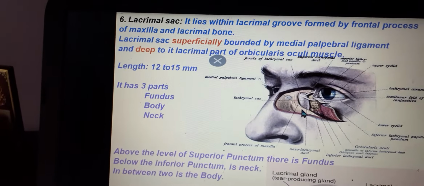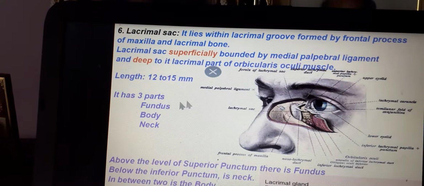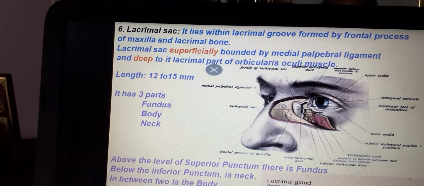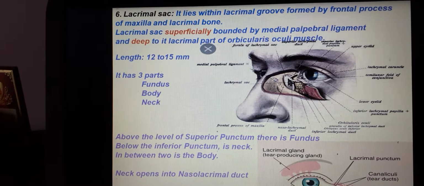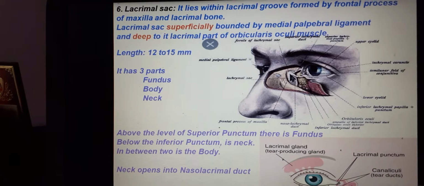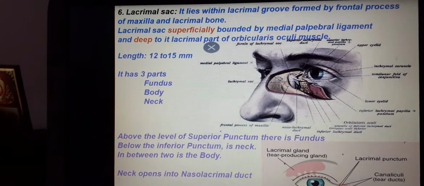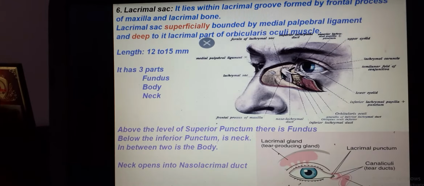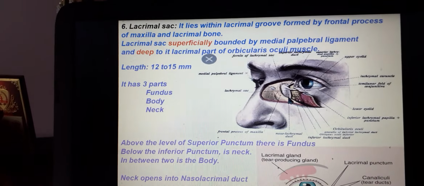The lacrimal sac has three parts: fundus, body and neck. Its whole length is 12 to 15 millimeter. Above the level of the superior punctum, only this much part is the fundus. Below the inferior punctum is the neck, and in between these two there is the body. The neck opens into the nasolacrimal duct.